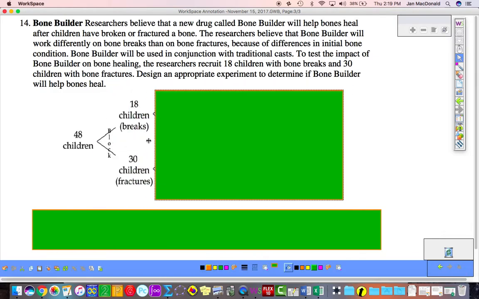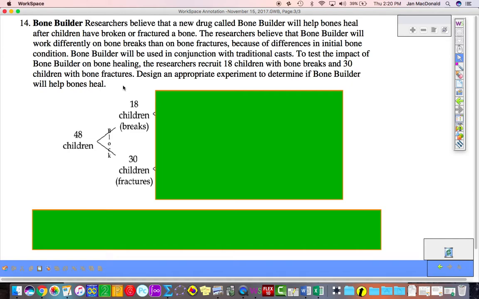Notice we don't have the same number in each group. That just happened. We only had 18 children with bone breaks and 30 children with bone fractures. So this is okay. I know we want those numbers to be the same, but they simply don't have to. It doesn't happen in real life that way. What's most important in a good experimental design is random assignment of treatment.